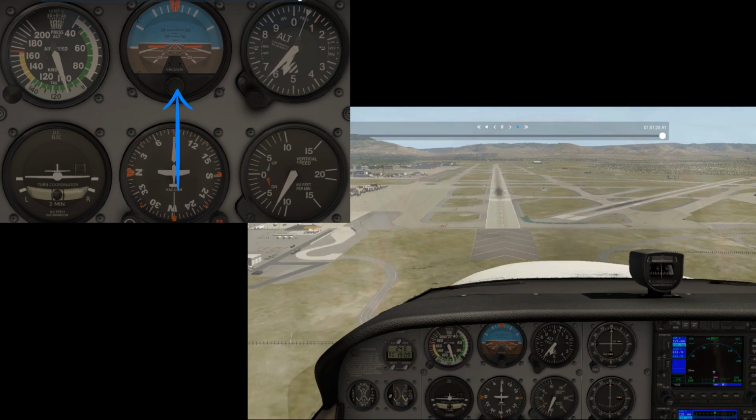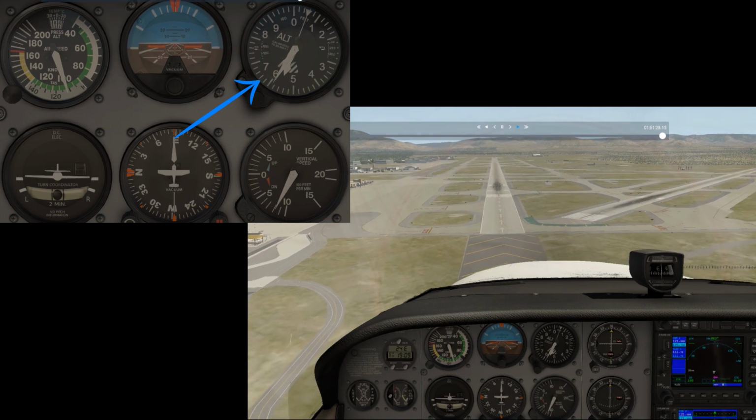Notice the position of the wings in the attitude indicator. The airplane is angled toward the ground. The vertical speed indicator needle is below 0, and the altimeter also shows decreasing altitude.